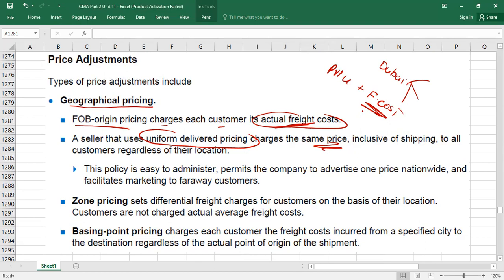For example, you are charging, let's assume, $150 in total, even if you're dispatching goods to India, to Europe, to USA, wherever. Understood? So this is what is called uniform delivered pricing. And obviously, if you're following the same pricing strategy, it is easy to administer. Obviously, you can advertise your product over the internet even throughout the world.